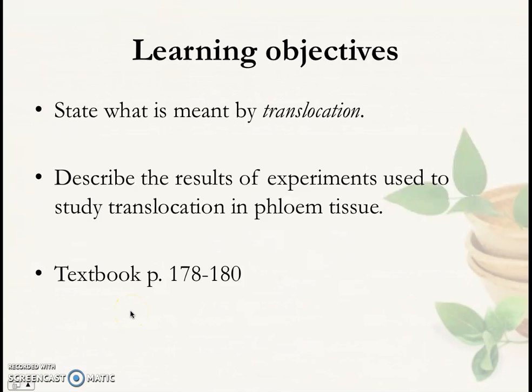So let's end off by revisiting our learning objectives. First, you should be able to now state what is translocation: that it is the transport of manufactured food substances, like amino acids and sugars, inside the phloem. And you should be able to tell me some things about the experiments used to study translocation, to provide evidence that it is the phloem that carries out translocation and the transport of sugars.